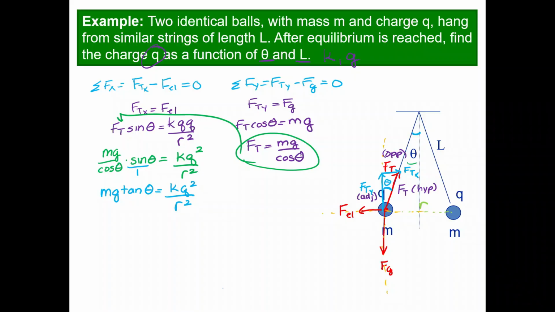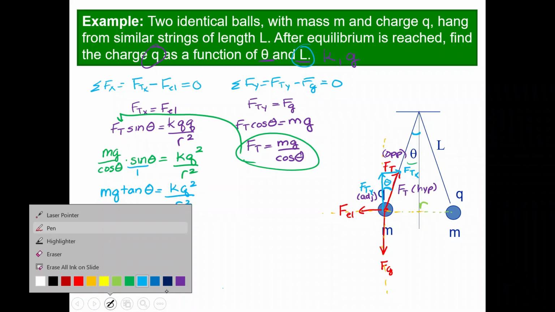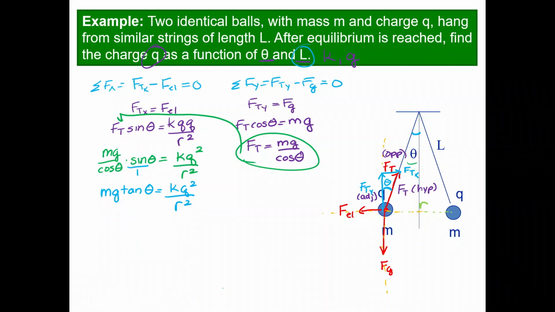One problem I notice is that I'm allowed L in my answer, but I'm not allowed r in my answer. So I need to find a way to get rid of r. So if I look at my triangle here, there's this big triangle here. L is the hypotenuse of that triangle. And I've got my angle theta right here. r divided by 2 is the opposite side.